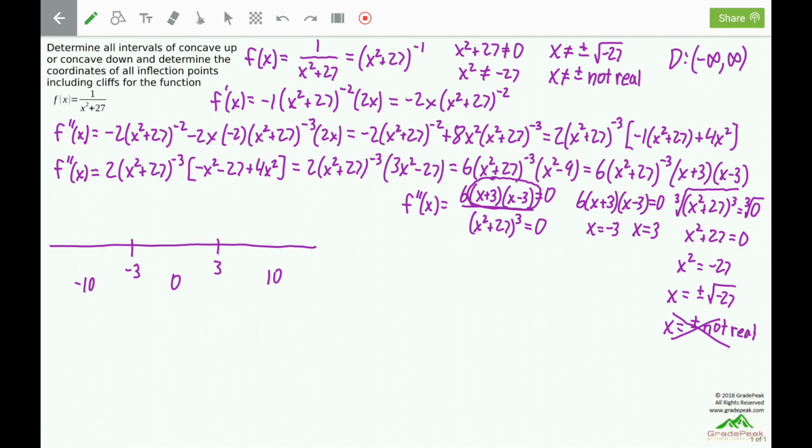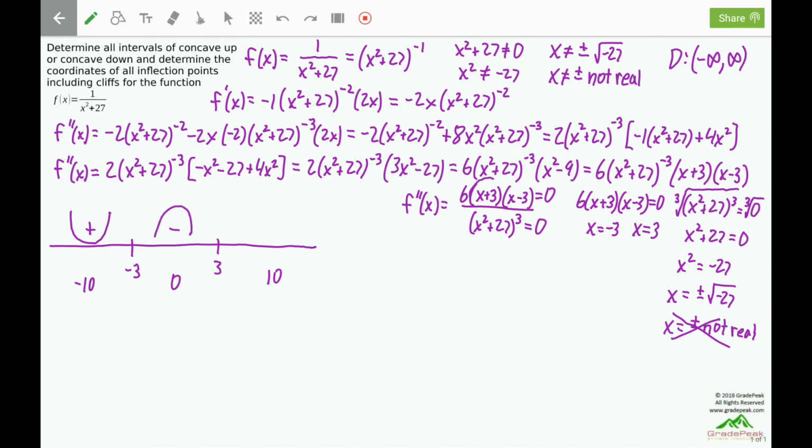Starting with the test value of negative 10 plugged in there, negative 10 plus 3 is a negative number. Negative 10 minus 3 is a negative number. Negative times negative is positive. We have a positive second derivative that corresponds to concave up. Plugging 0 in, we have 0 plus 3, which is a positive number, 0 minus 3, which is a negative number. Positive times negative is negative. We have a negative second derivative. This corresponds to concave down.